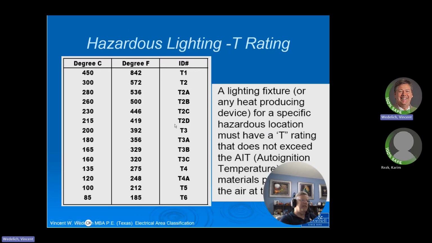So just to get to this number, here we have one gas, it's 450 degrees C, 842 degrees Fahrenheit. That would be T1. I know what this is, because this is the auto ignition temperature, AIT. So once you know the auto ignition temperature, then you can figure out what it is. Like a touch screen from Allen Bradley would be a T6. That means it's 85 degrees C, very low.